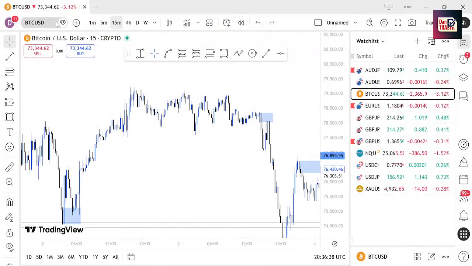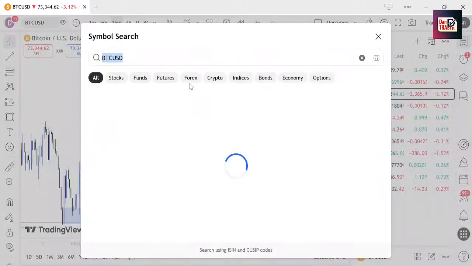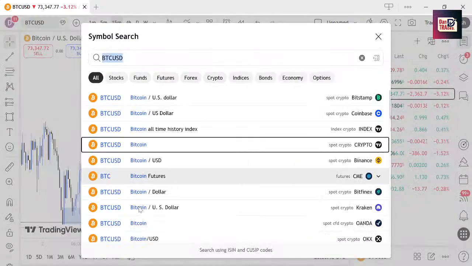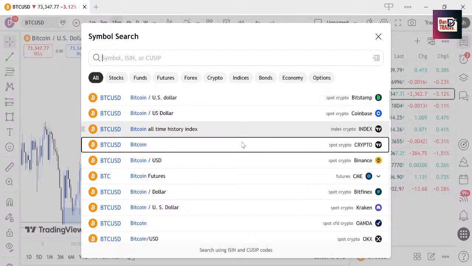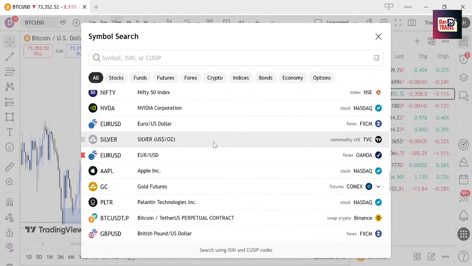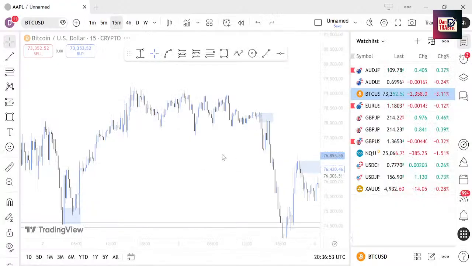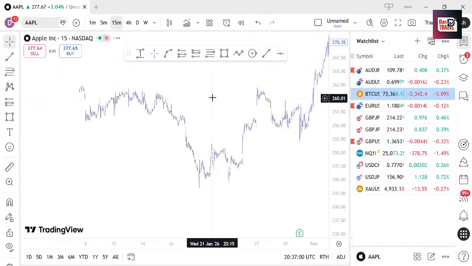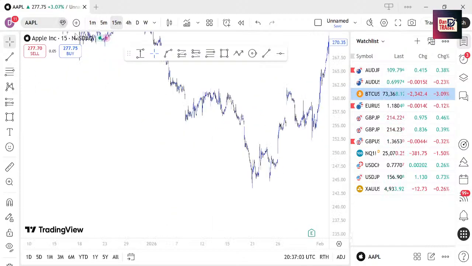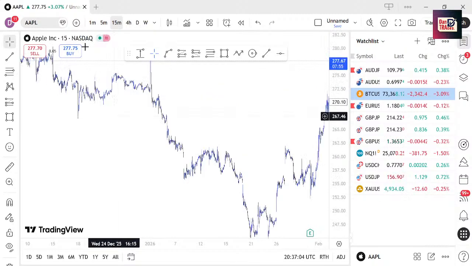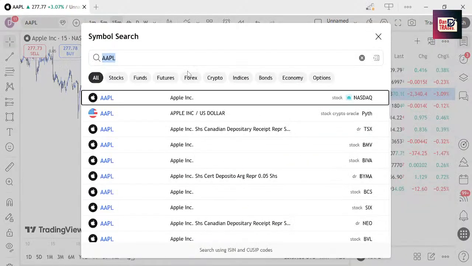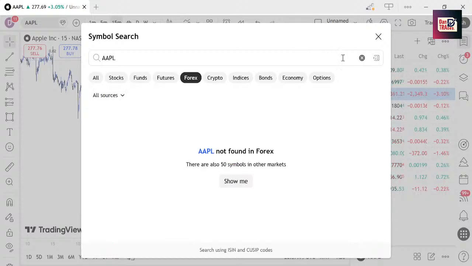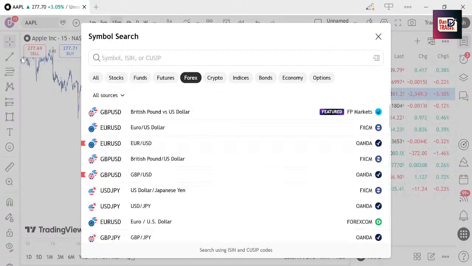So let me look for a new pair. Let me just look for something neutral. I don't want BTC. A pair nobody cares about. Apple, you can use Apple. So yeah, Apple has these unfilled gaps. Let's not use Apple because we don't want inconsistency. Forex. Close this, and we've already learned how to use all these.